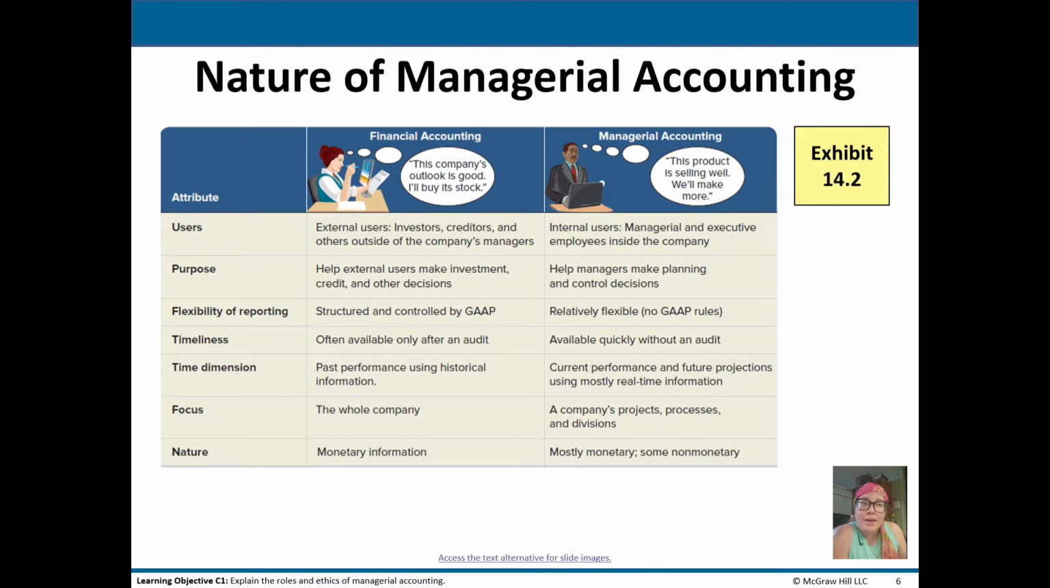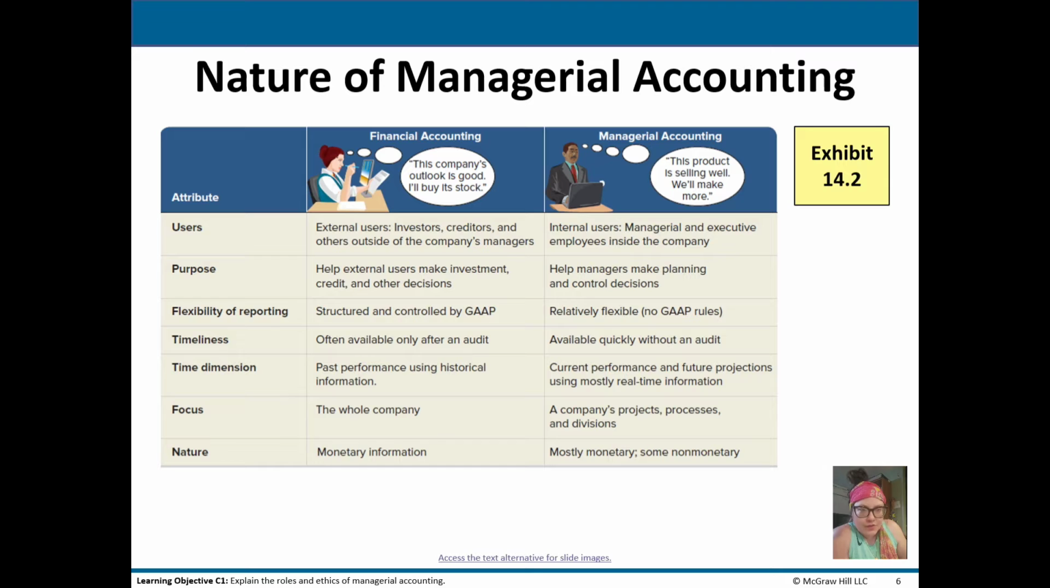When we think about the timeliness of information, financial accounting provides information to external users following required time periods, like annual or quarterly, depending on whether you're a public or private company, whereas management internally receives information however often they want, as they request it. They might want to see stuff weekly, they might want to see stuff monthly. Then there's the concept of time dimension.